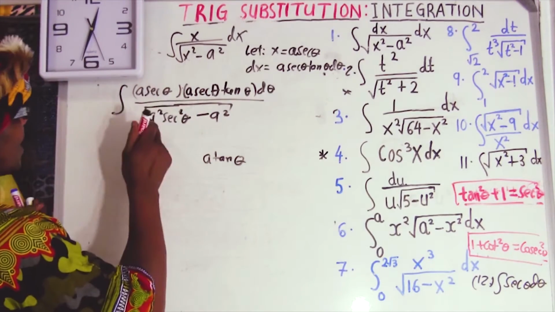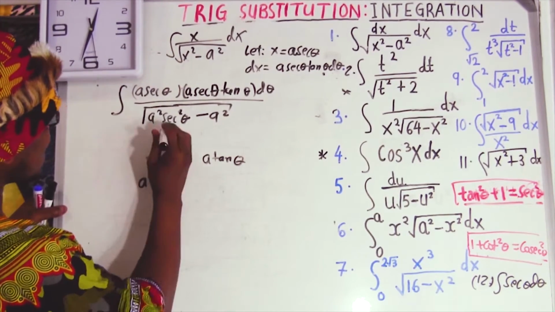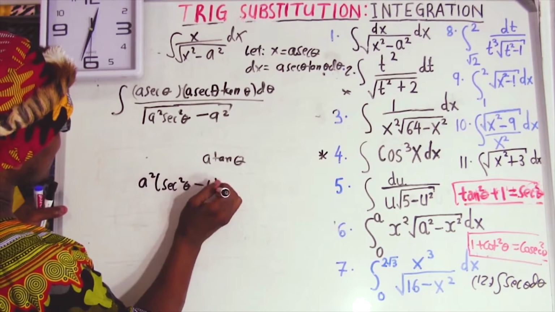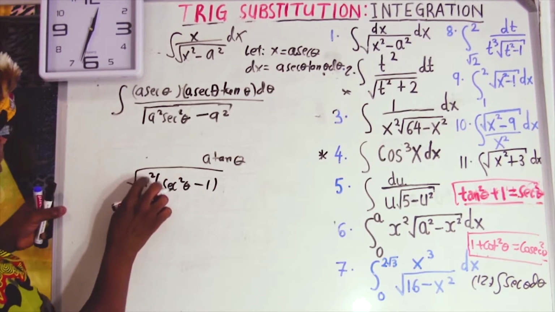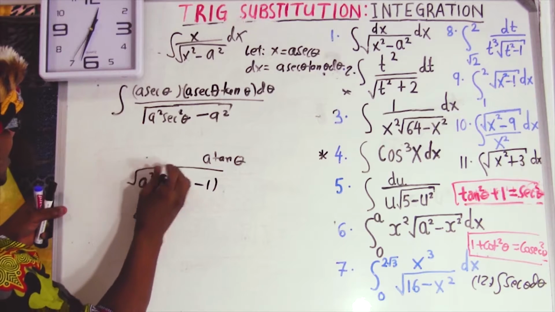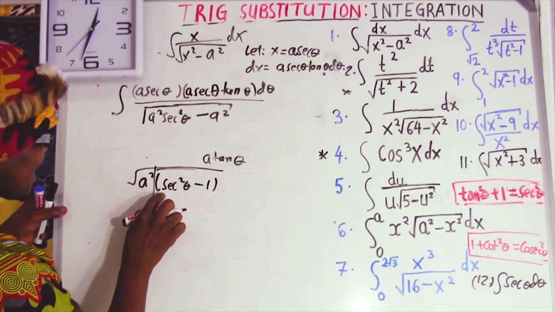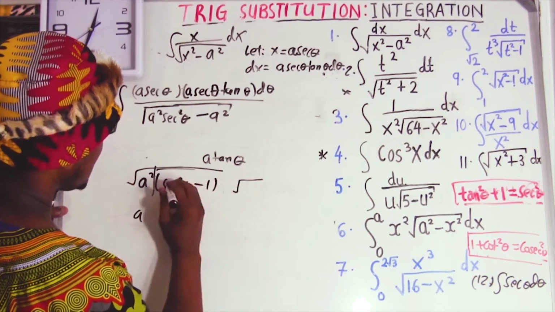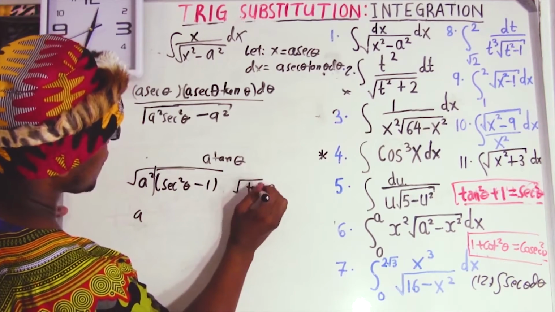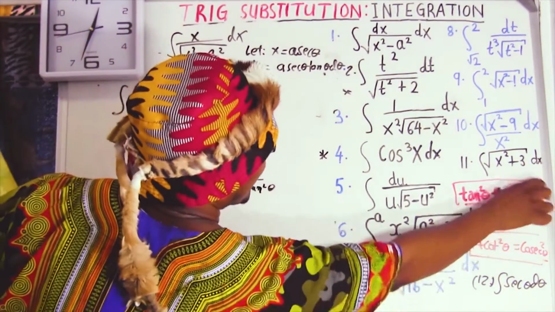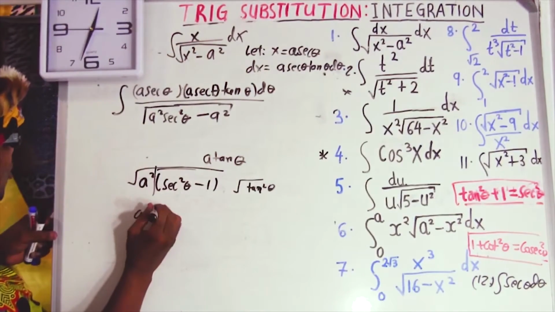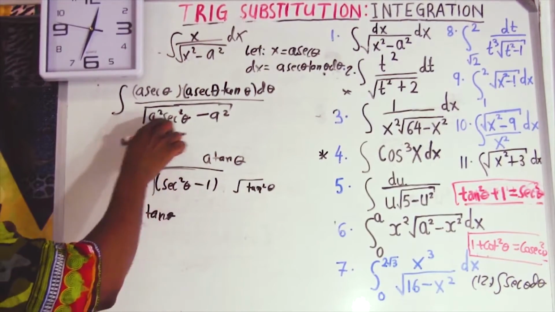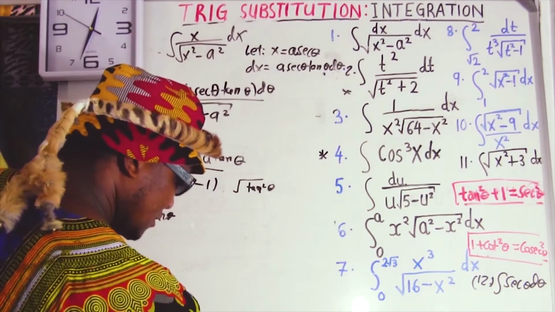Look, a squared you can take out, and then here is sec squared minus 1, but all of them have a root. The root of a squared is a, because you can separate. Then sec squared minus 1 equal to tan squared, from the identity. And when you take the root of tan squared, it's going to give you tan. That's why it's going to be a tan. So all this is going to be a tan.